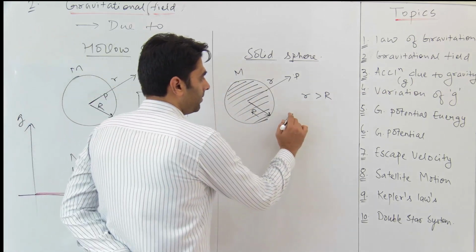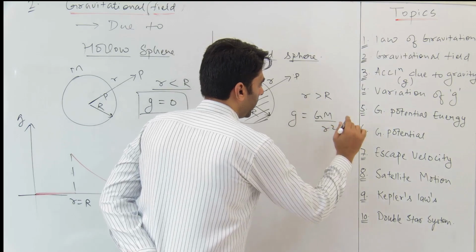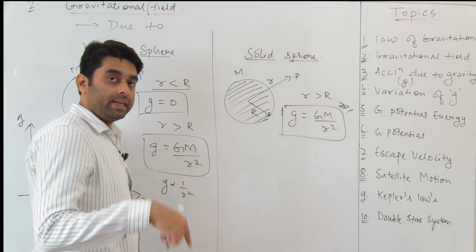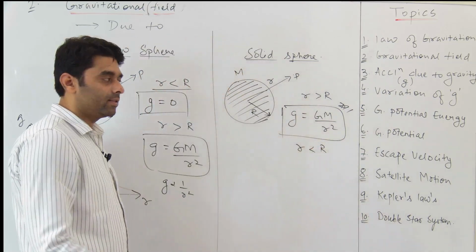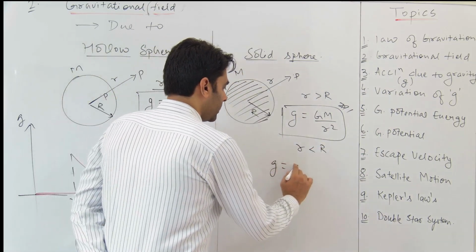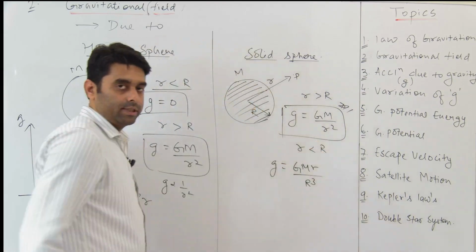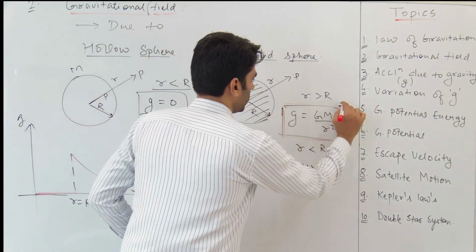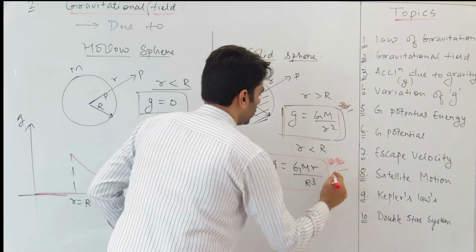So what will be the gravitational field for outside points? GM by r square. This is for outside points. Fine. Next, for inside points, for r less than capital R, G is given as GM small r by R cube. This is for your inside point.